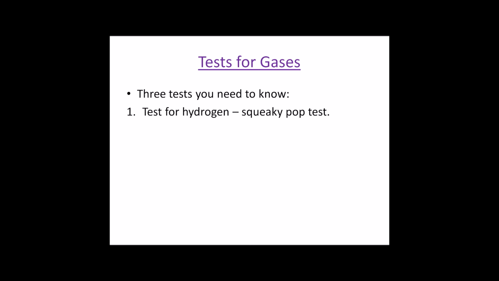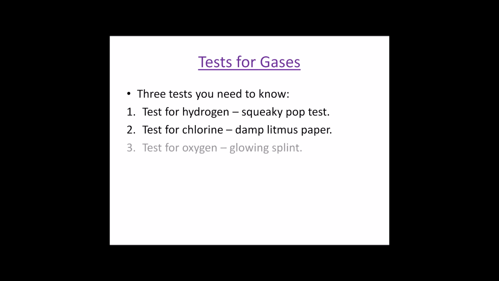Now, you are expected to know the tests for 3 common gases, and you are expected to know not just what the name of the test is, but how to perform it. So the 3 tests you will need to know are the test for hydrogen, also known as the squeaky pop test, the test for chlorine, which is done with damp litmus paper, and the test for oxygen, which is relighting of a glowing splint. Now, you need to know it in a bit more detail than just here, so we're going to break it down to each individual test now.